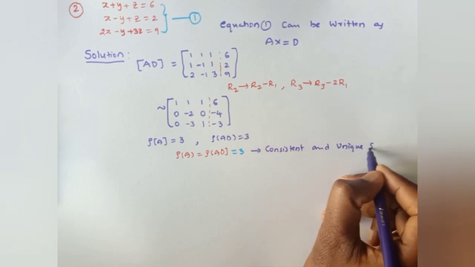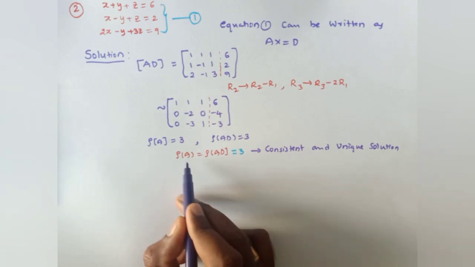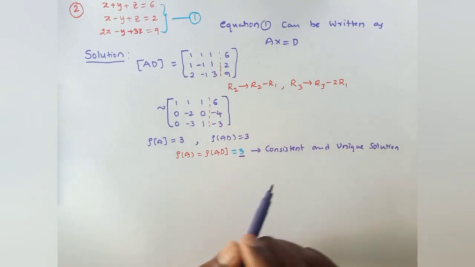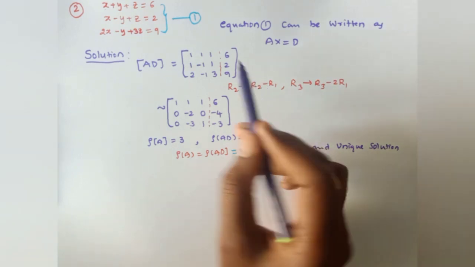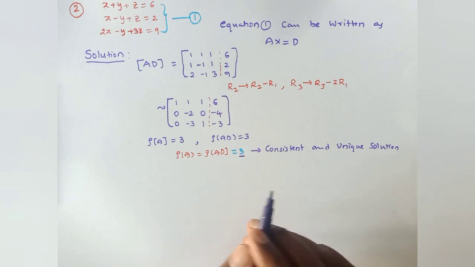Why unique? Rank of A is equal to rank of AD, and this is equal to the number of variables in the given system. 3 variables are there, x, y, z. Therefore the system has a unique solution. So since it is consistent, compulsorily we need to find the unique solution, that is, find out the values of x, y, z.